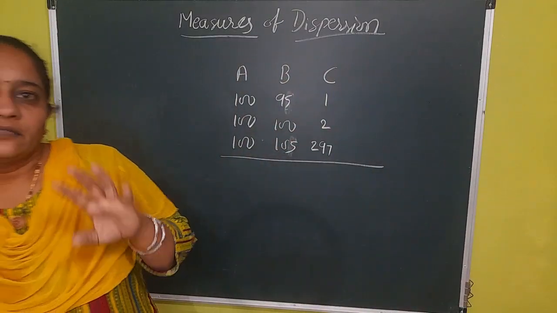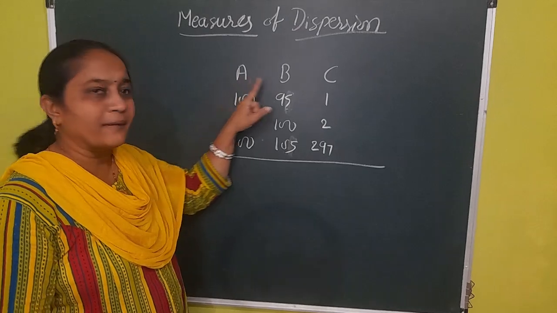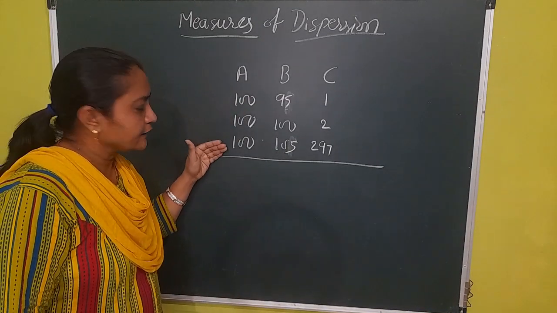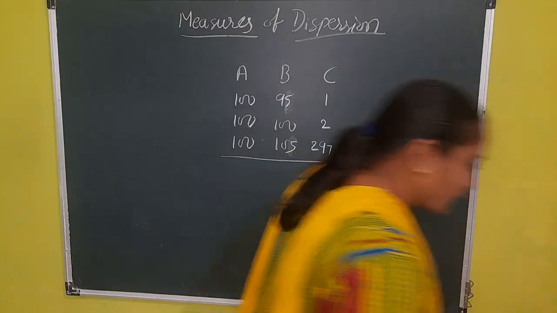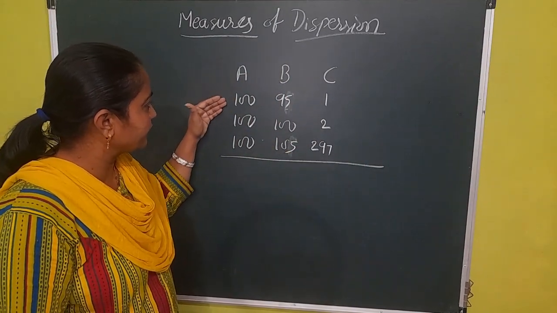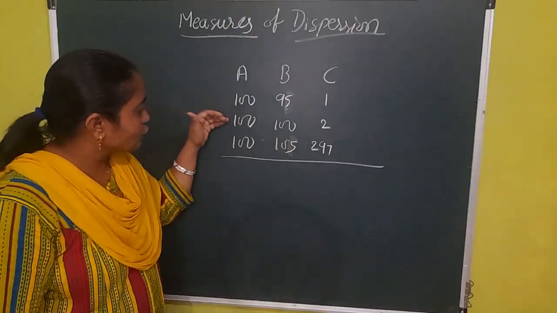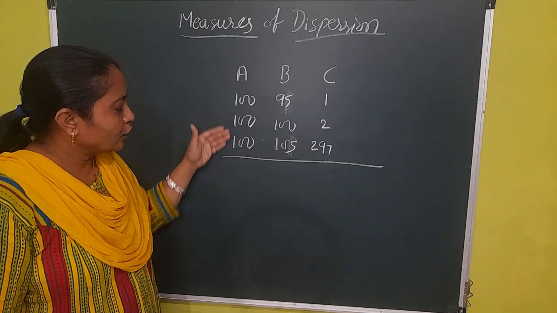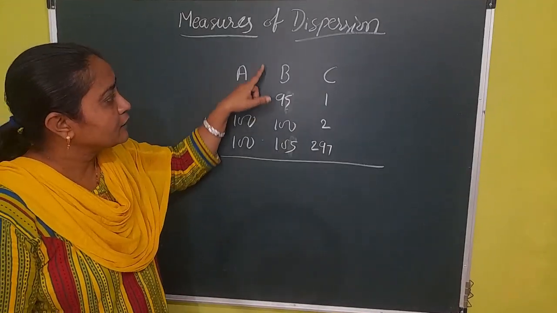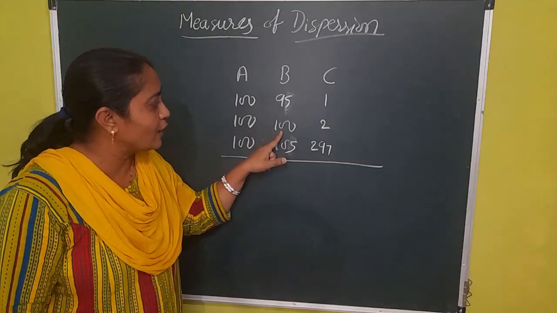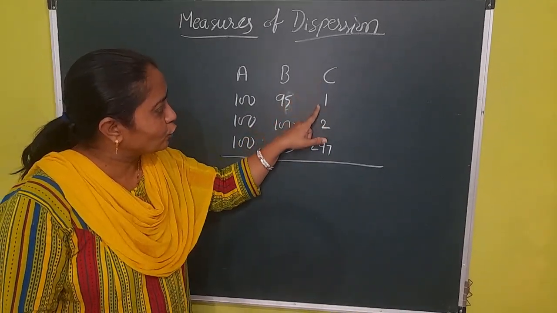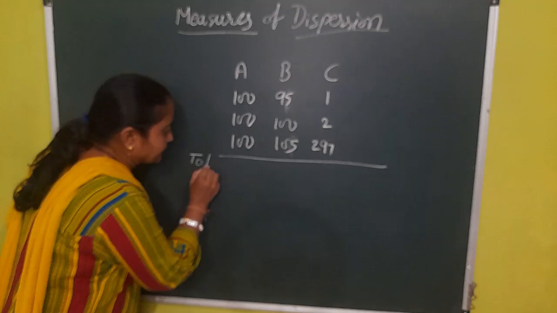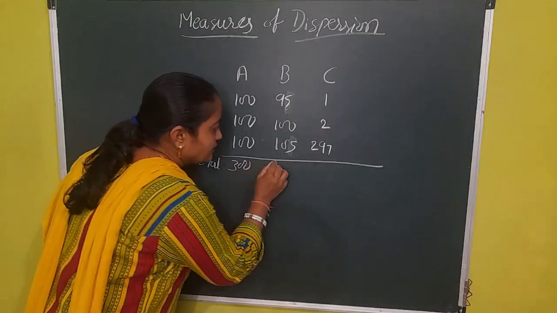For example, take the scores of three batsmen, A, B and C. A scored 100 in the first match, 100 in the second match, and 100 in the third match. B scored 95, 100 and 105, and C scored 1, 2 and 297. The totals of these batsmen are the same.